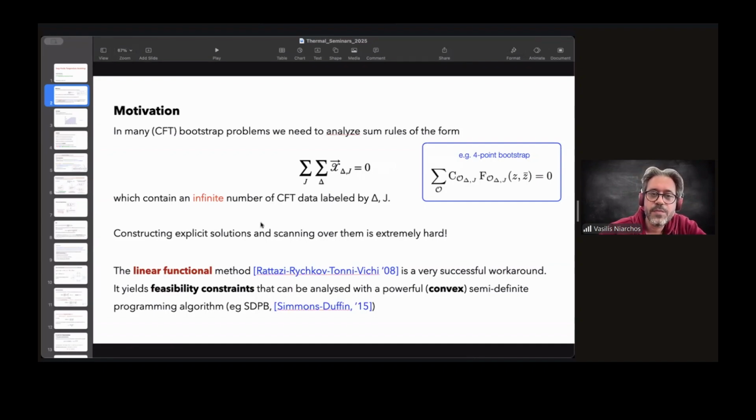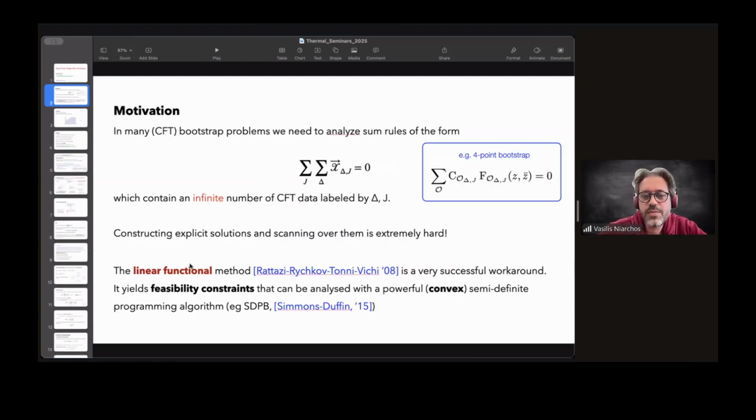Now, one might be interested in constructing explicit solutions of this equation, but that is hard for 2 reasons. First of all, because it involves an infinite number of CFT data, so it's hard to actually produce a solution for an infinite set of data. And the second one is that if you just have this equation and not other constraints, then typically the number of solutions is not 1. It's not a unique solution.